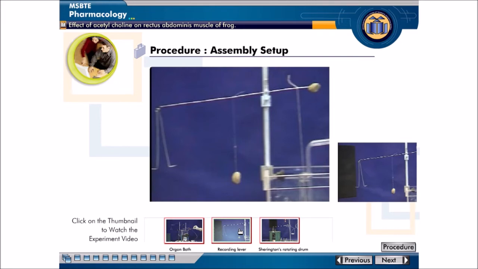For proper recording of responses and for proper relaxation of muscle preparation after drug effect, application of proper tension or load is required. For example, for frog's rectus abdominis muscle preparation, the tension prescribed is 1 to 5 gram. This tension is applied on longer arm of the lever.